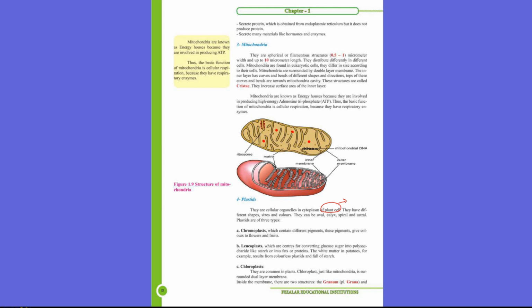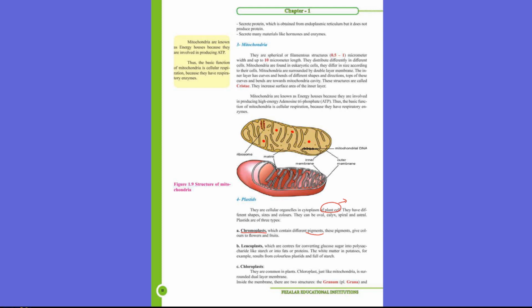They can be in different shapes, and we're going to classify the plastids according to their color and function into three types. The first one, chromoplast, which contains different pigments. Pigments means colorful substance. These pigments give color to flowers and fruits. The main function of chromoplast is giving color to flowers and fruits, like the red color of apple, the orange color of carrot, or the yellow color of banana. All depend on pigments in chromoplast.